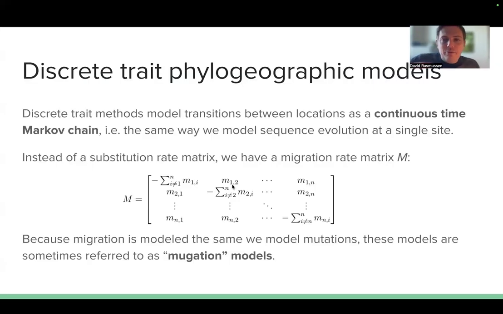Almost exactly the same way we think about these Markov models of sequence evolution, where these rates would determine the rates at which mutations or substitutions happen between different nucleotides or amino acids in a sequence. And because of the similarity to Markovian models of sequence evolution, sometimes people refer to these phylogeographic models as mugation models, as sort of a combination of migration and mutation.